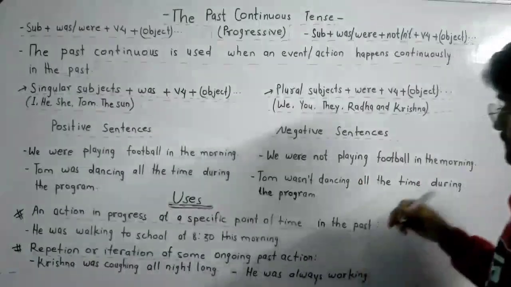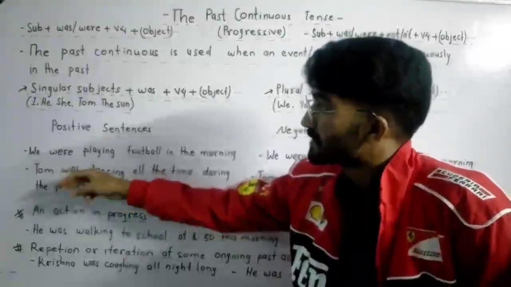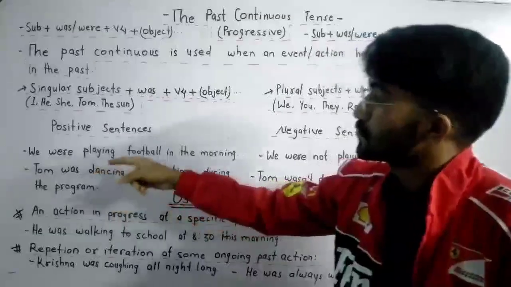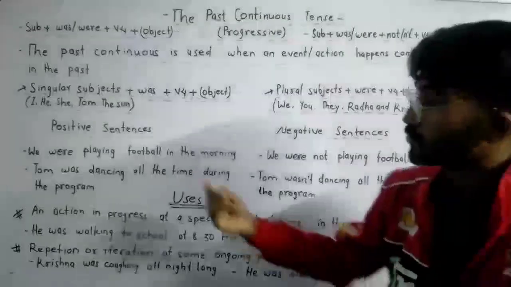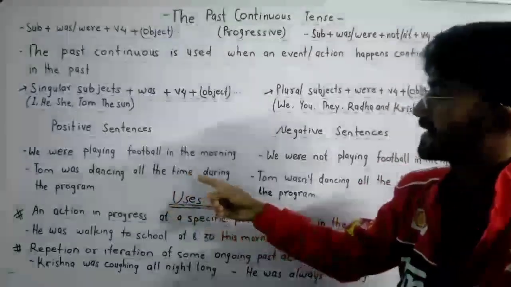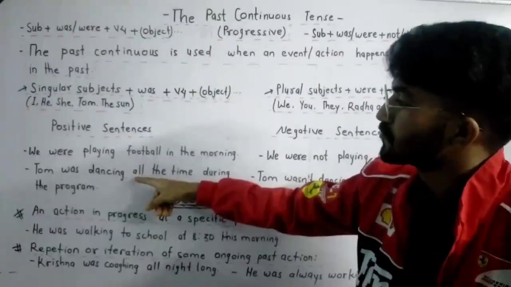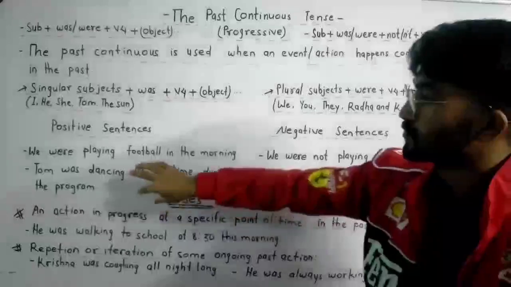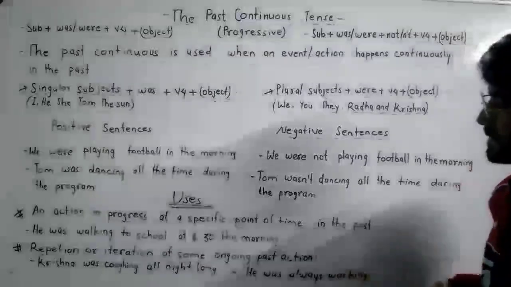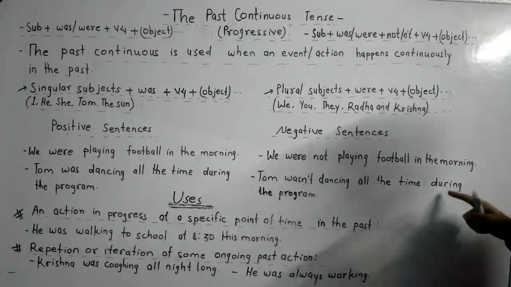I have already said. And then another sentence, Tom was dancing all the time during the program. Tom is a singular subject, and then with a singular subject we use was. Then dancing is a main verb here, and all the time during the program. Here there is no object, and other words are there. And then here you can see Tom wasn't dancing all the time during the program.